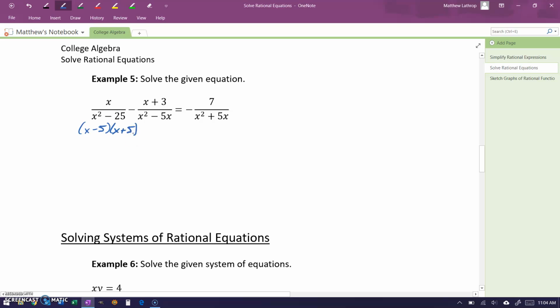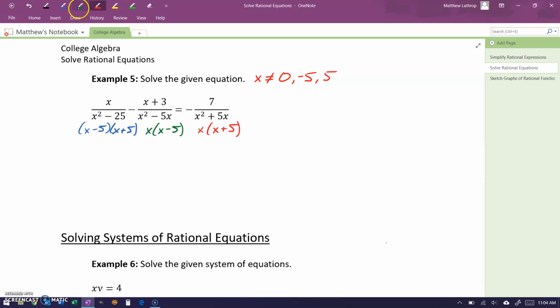x squared minus 25 will factor as x minus 5 times x plus 5. Our second expression, we can factor out an x in the denominator, leaving us with x times x minus 5. And then that expression on the right-hand side of the equal sign, if we factor out an x, we'll have x times x plus 5. This allows us to identify our restricted values. We know that x can't equal 0, -5, or +5, which we could find by taking each of those factors set equal to 0.